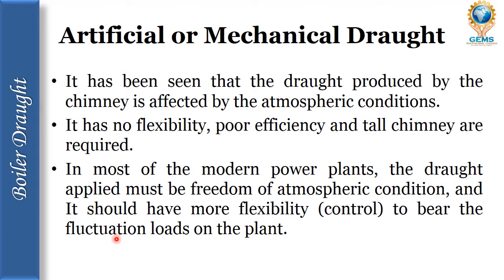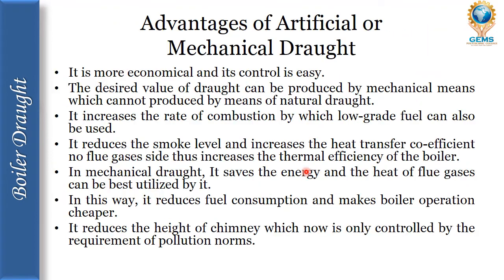So in order to have more flexibility and be free from atmospheric conditions, these modern power plants go for the artificial or mechanical draft instead of the natural draft. So what are the advantages of artificial or mechanical draft? It is more economical and its control is easy. The desired value of draft can be produced by mechanical means, which cannot be produced by natural draft.